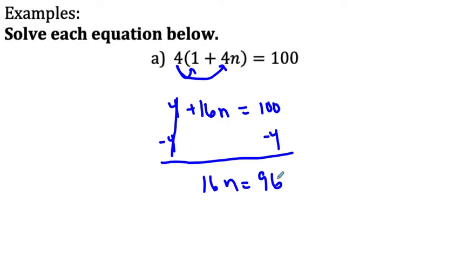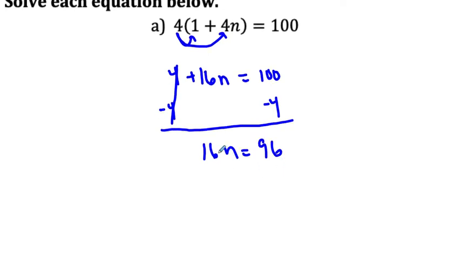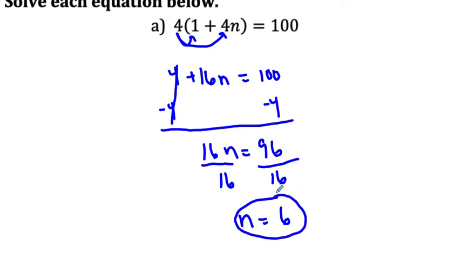Okay, so 96. So now we're going to do our last step here to get our variable by itself. We are going to divide, because this is 16 times n. We will do the opposite and divide by 16. 16 divided by 16 is 1, so we have 1n. Equals, use your calculator, 96 divided by 16 is 6. So there is your final answer for example A.